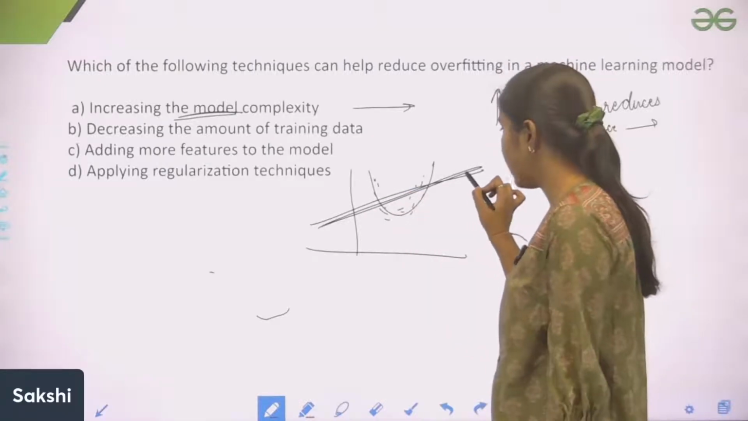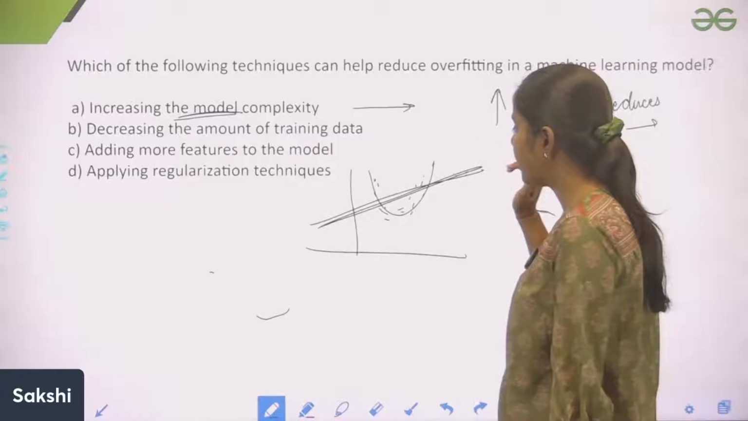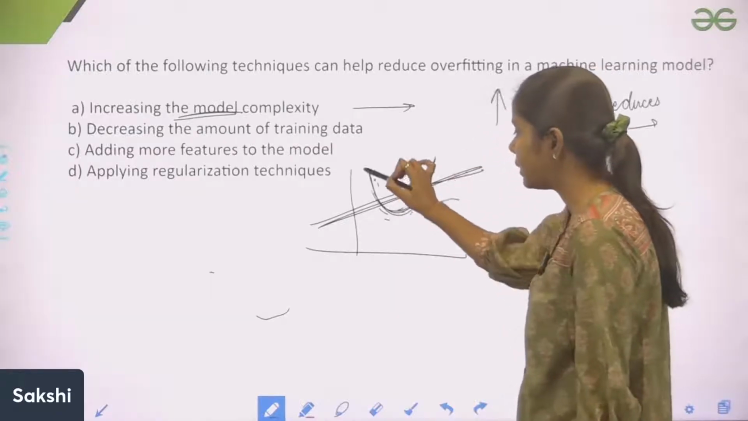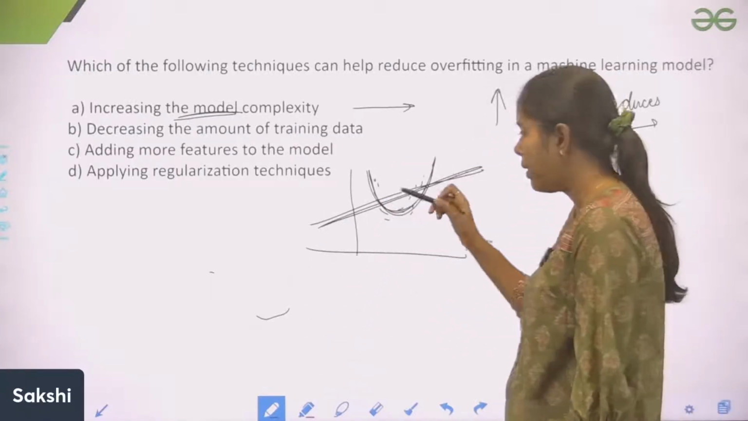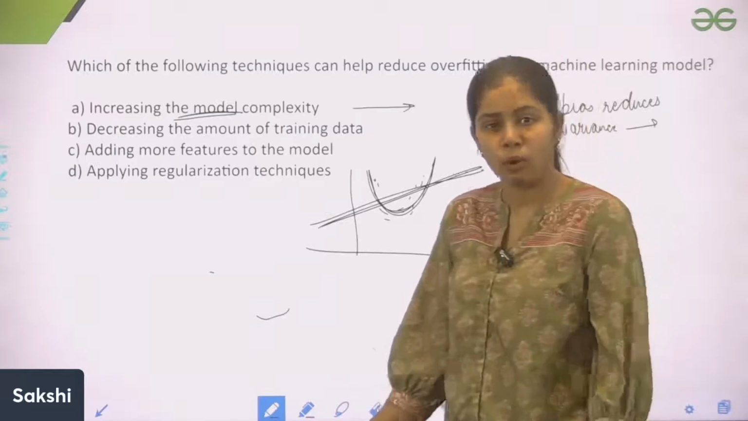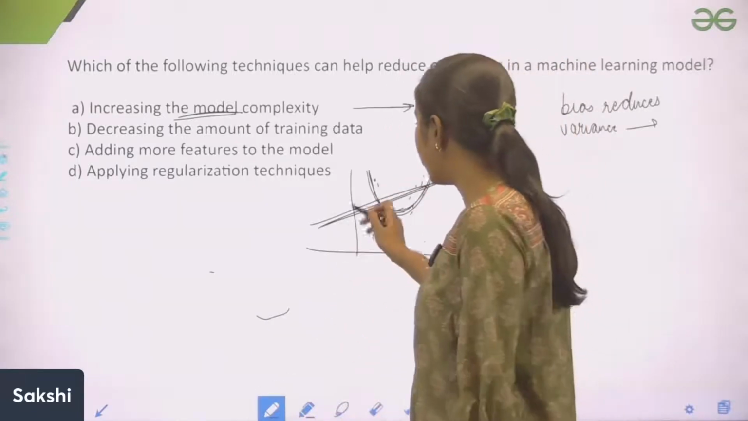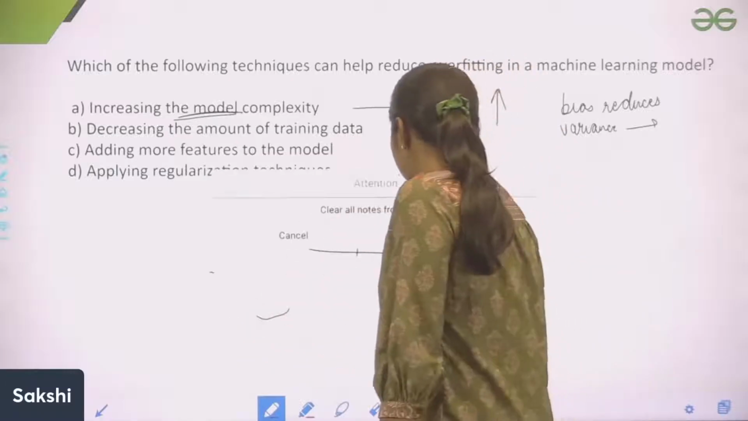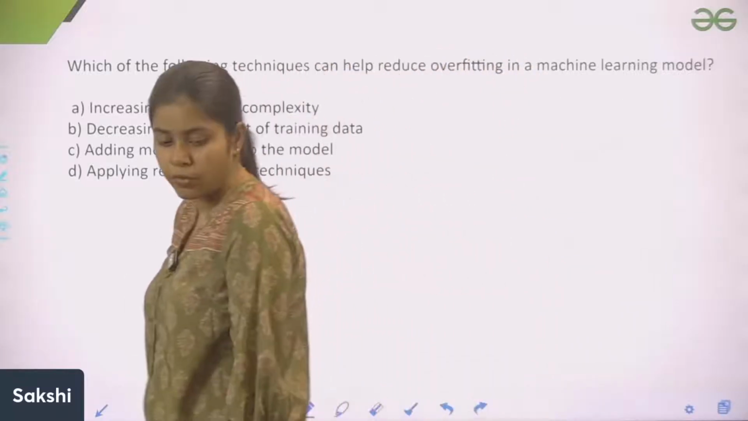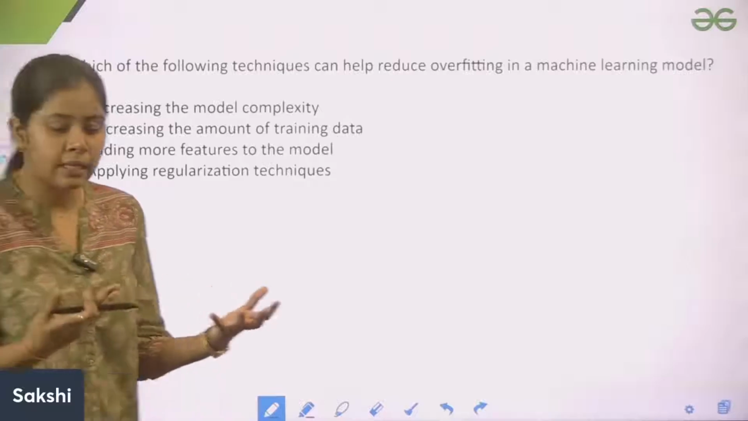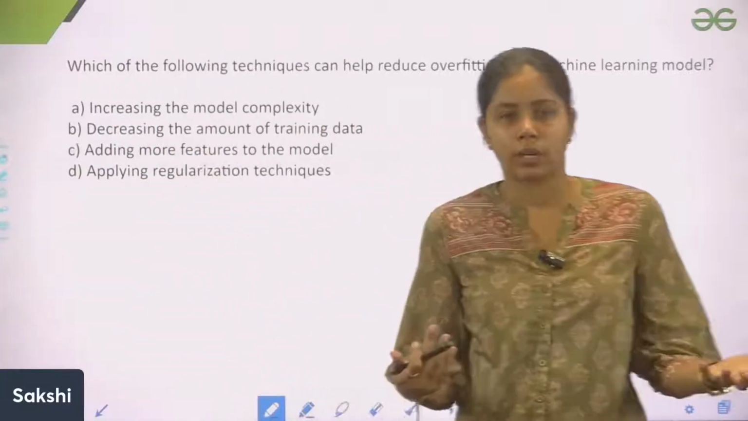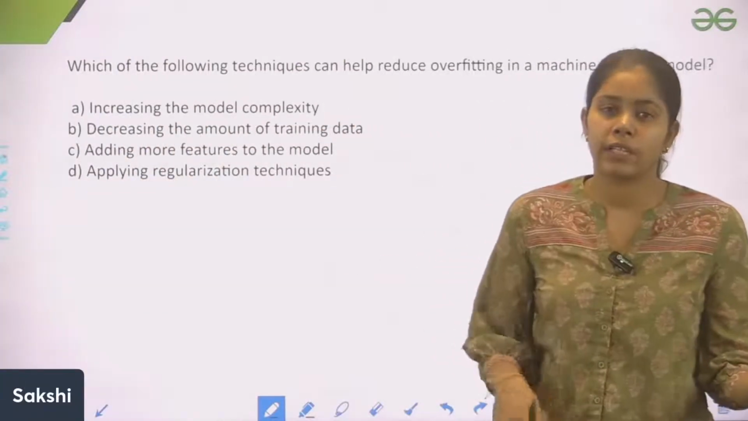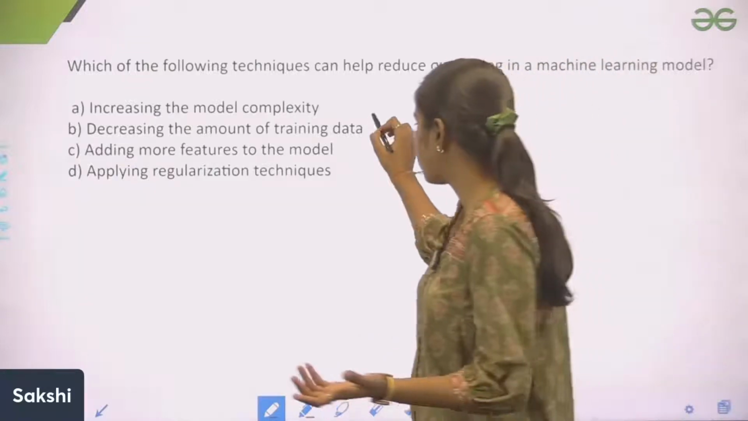So you can see that I am getting a simple function, but if I increase the complexity, I have increased the power of a polynomial, right? So it is giving me a more complex model. That means if I increase more and more, it would increase my overfitting, not reduce it, right? Now, decreasing the amount of training data. Decreasing the amount of training data obviously would not help, but if I increase the amount of training data, that can help, right? So this is also not true.